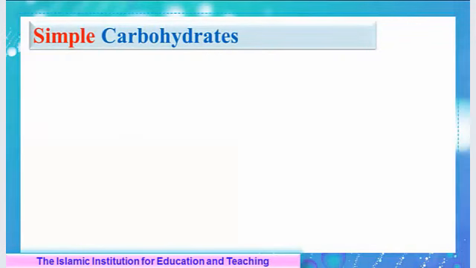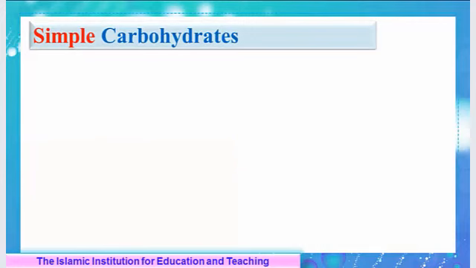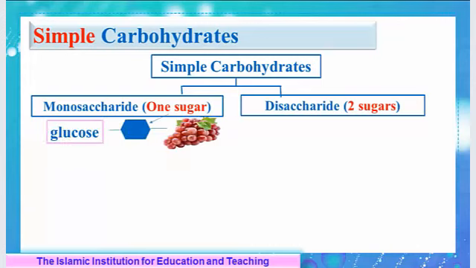Simple carbohydrates that have a sweet taste and are known as sugars include monosaccharides and disaccharides. A monosaccharide is formed of one sugar only, such as glucose, which is the simplest sugar and the basic molecule of all carbohydrates, and it is present mainly in grapes. Here is a molecule of glucose.